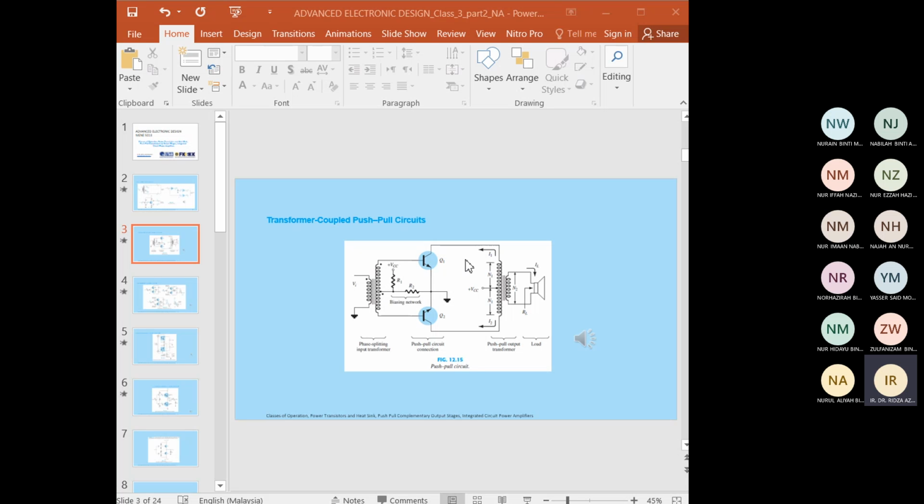Okay, and then we have the push-pull circuit connection using two different transistors. Both are NPN, but the emitter is shared to the ground and also connected to the biasing network. And then we have the push-pull output transformer, and lastly the load, which is our speaker.